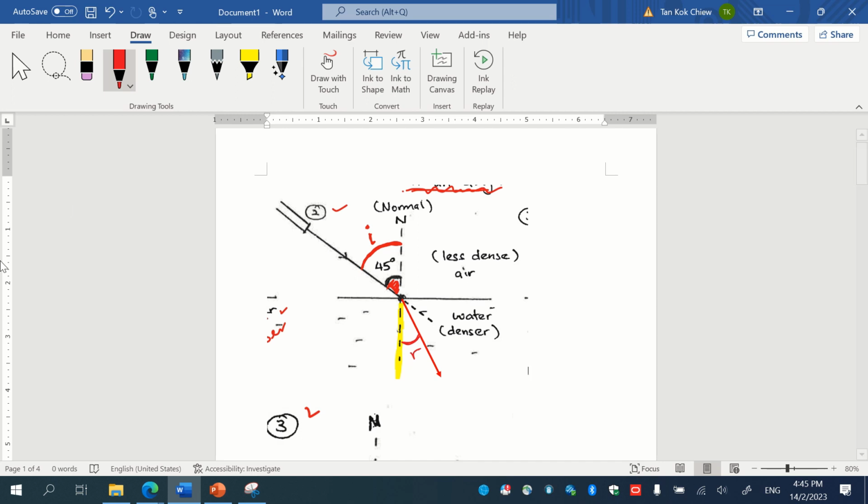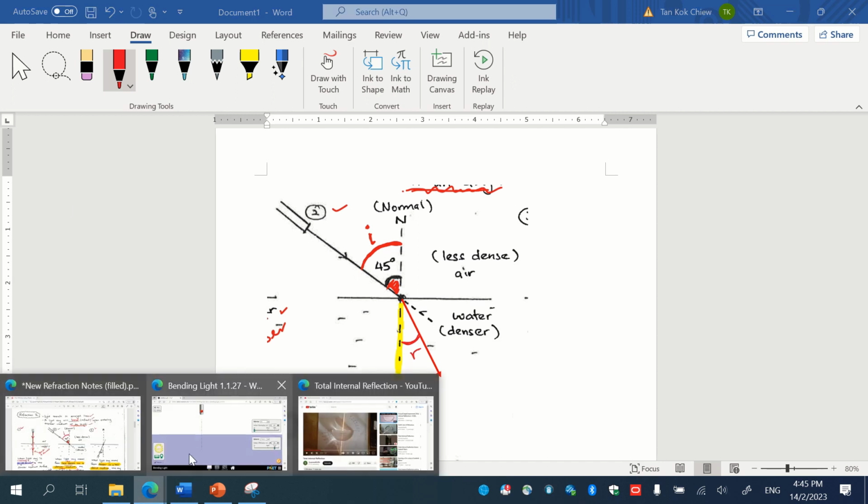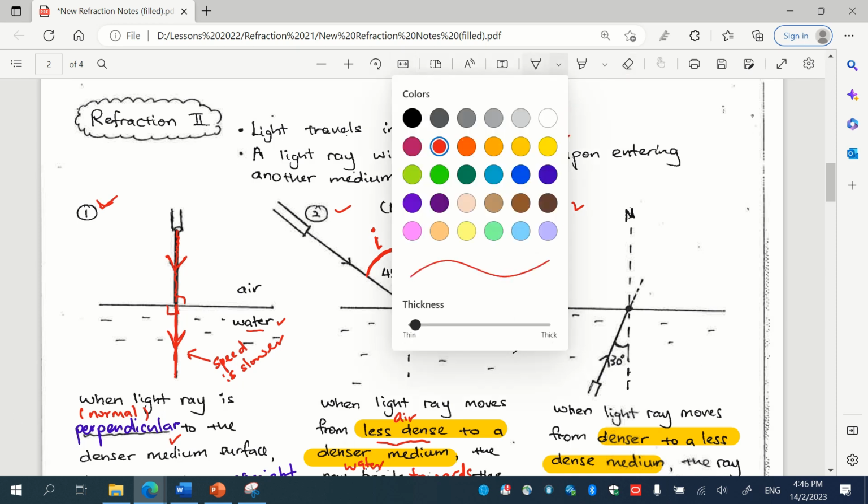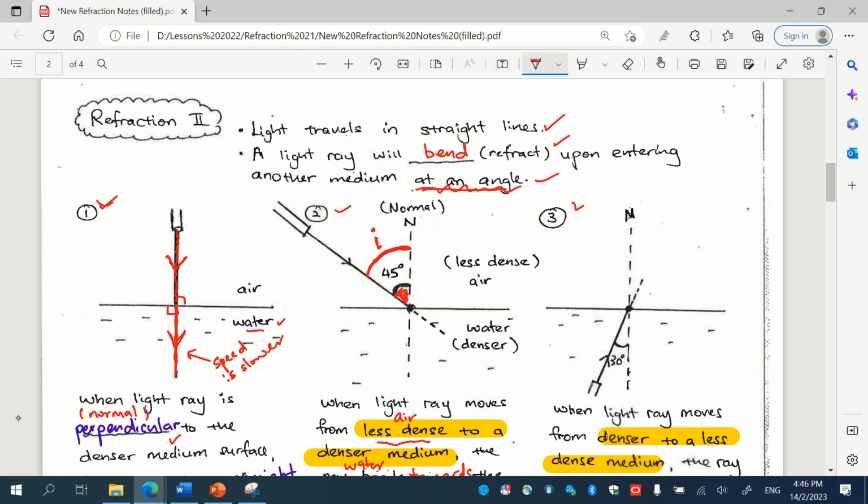Let's go back to your notes. You are supposed to draw this. The rule says as you go from air to water, it must bend towards. So use your ruler and your pencil. You must draw a straight line. If you use freehand, they will mark you wrong. You must try to draw straight using a ruler. So it goes like that. On the screen I can't use a ruler, so my line doesn't look straight. I try my best.